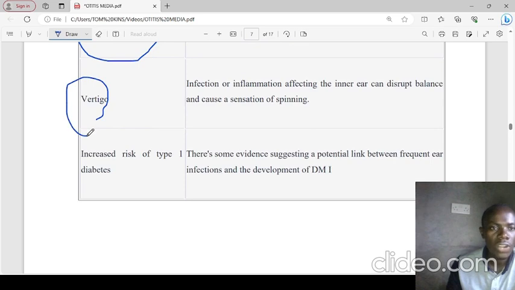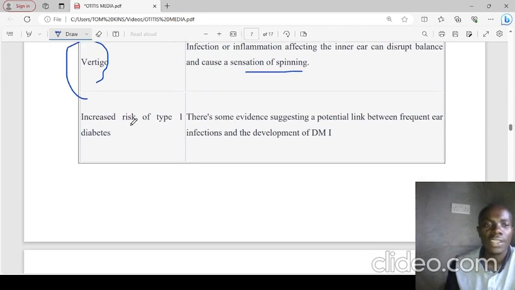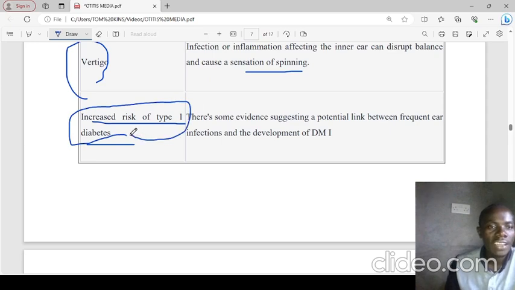We have vertigo as another complication. So infection or inflammation affecting the inner ear can disrupt the balance and cause a sensation of spinning, okay? We also have increased risk of type 1 diabetes, guys. So how is otitis media related to type 1 diabetes?